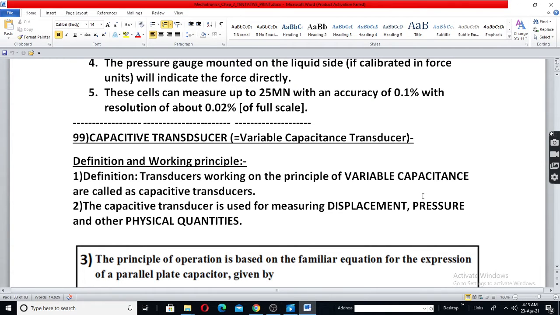Class number 149, that means 19. Capacitive transducer.